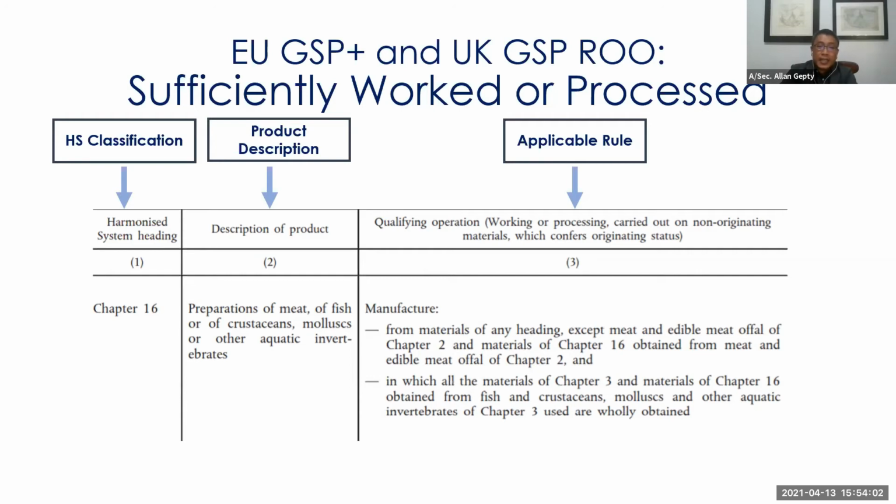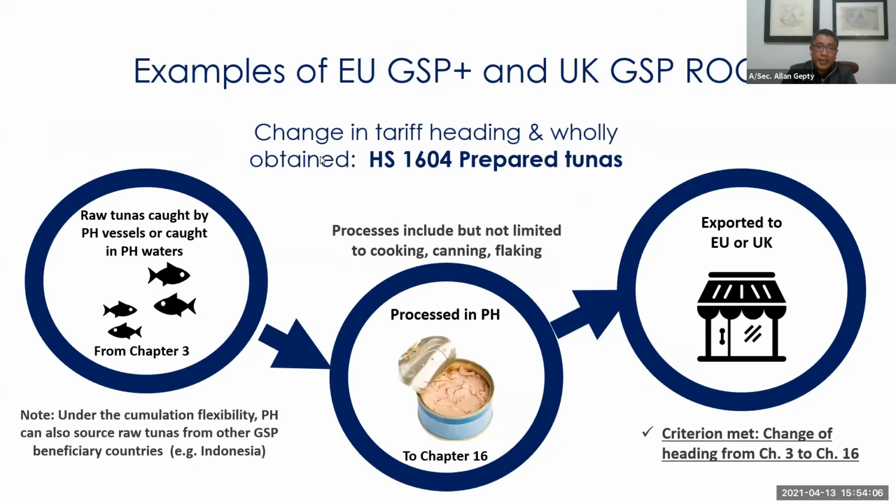Now, to illustrate this, we have here an example of change in tariff heading and wholly obtained product. So for tunas, under EU GSP Plus and UK GSP rules of origin, for tuna products to access the EU and the UK market, the tunas must either be caught by Philippine-registered vessels or caught in Philippine waters. So take note of the word "or." So it's either caught by Philippine vessels or caught within Philippine waters.